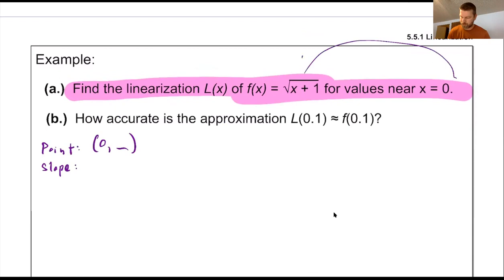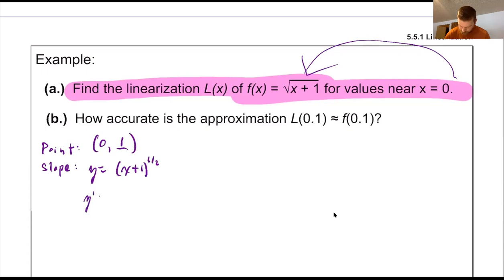How do you find the something? Well, you plug the 0 back into the original. If I plug a 0 into there, I'll have the square root of 0 plus 1, which is the square root of 1, which is just 1. So the point is 0, comma 1. How do I find slope? Well, in calculus, you find slope by using the derivative. My original equation was, I'm going to rewrite it as x plus 1 to the 1/2.